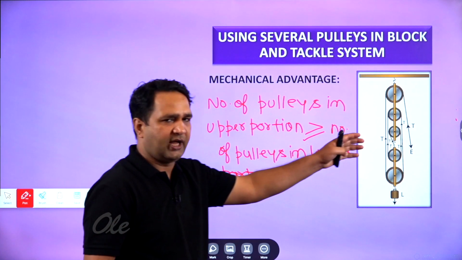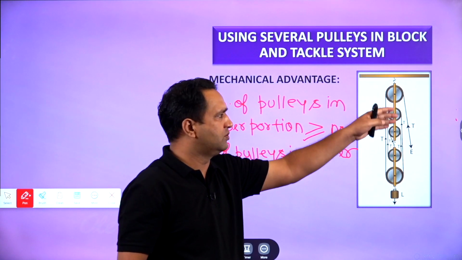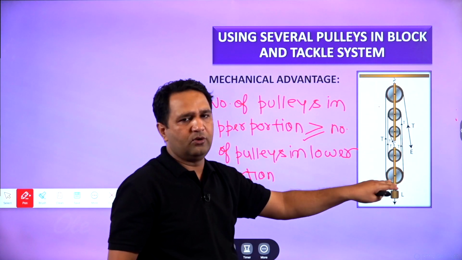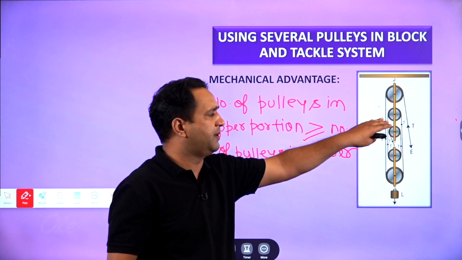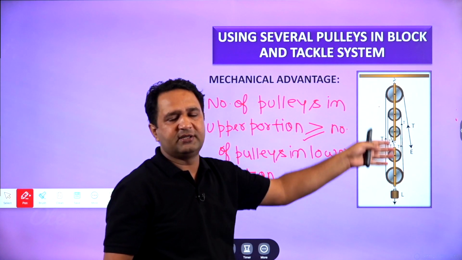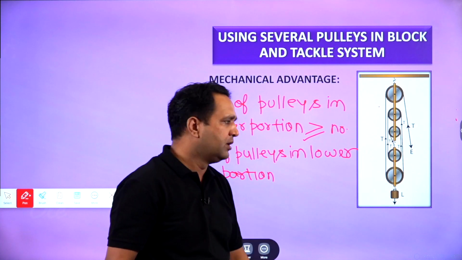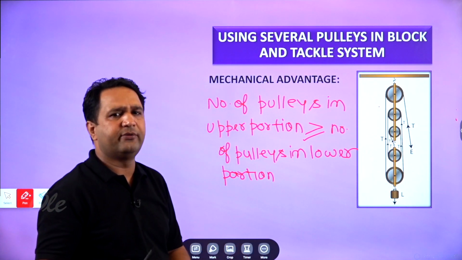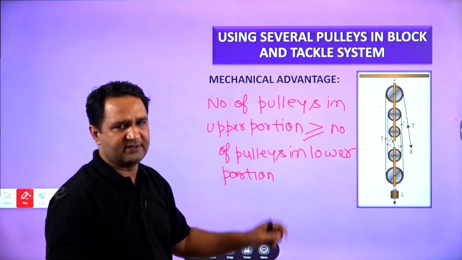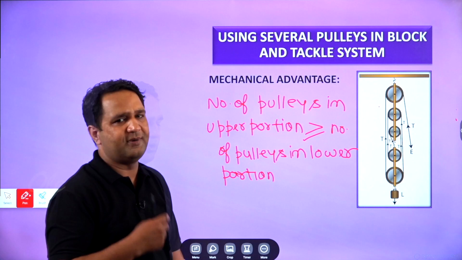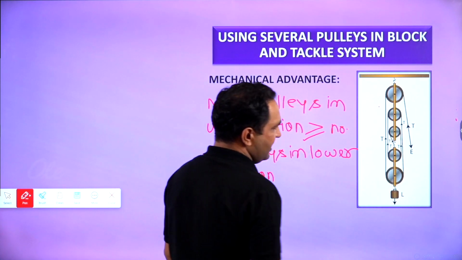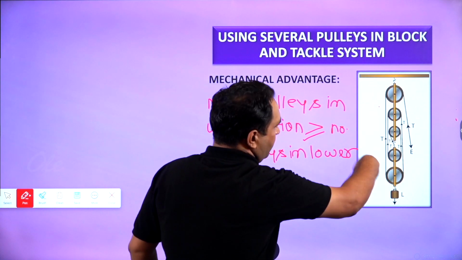There can be different types of combination, as we are using 3 pulleys in the upper part and 2 pulleys in the lower part. It can be 2 pulleys in the upper part and 2 pulleys in the lower part. It can be 4 pulleys in the upper part and 3 pulleys in the lower part. That doesn't matter. If you know the concept, you can calculate for any combination of block and tackle system. Okay. So as you can see here, how this rope is connected.